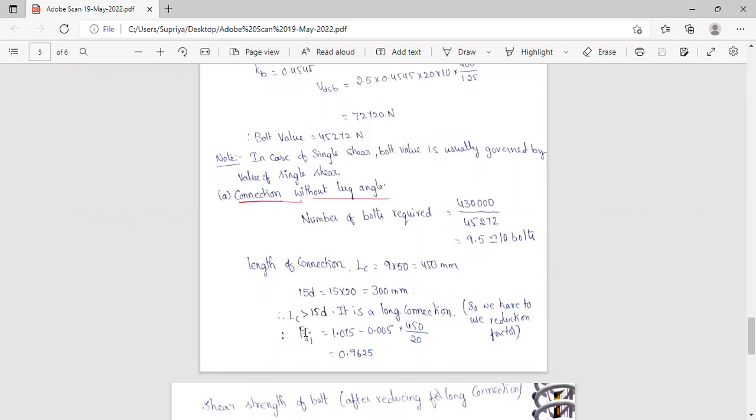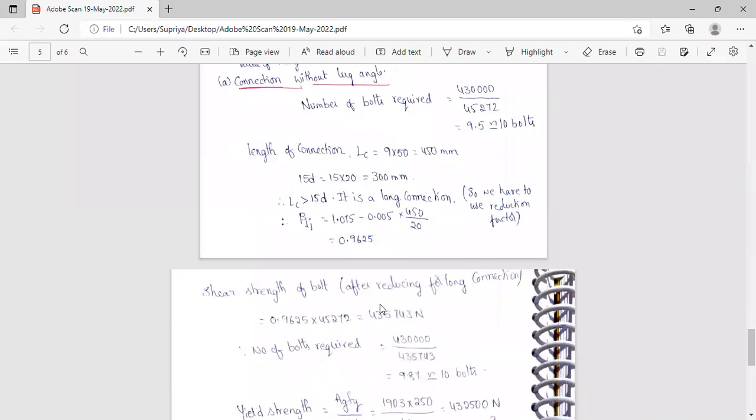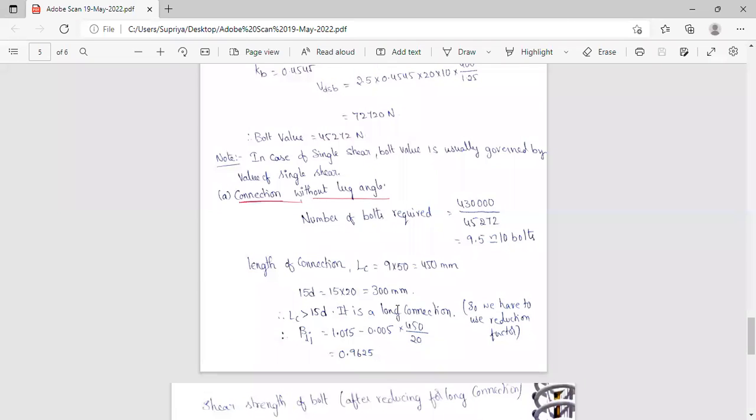reduction factor for shear, that is equal to 1.075 minus 0.05 into 450 by 20 fu by d. Okay, so you can get the reduction factor as 0.9625. So reduce the shear capacity. Shear carrying capacity is reducing due to the provision of long connection.